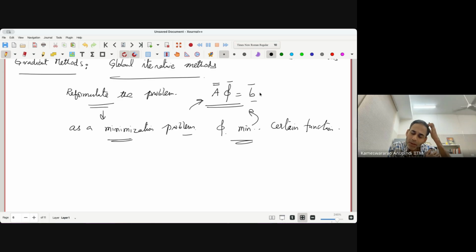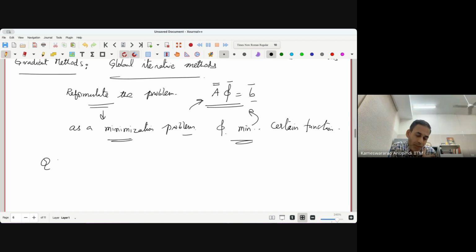So I'm not using this notation of bars on the top because it's going to make it very complicated to understand. But we know at the back of our mind, whatever I'm writing in this chapter, especially in the context of gradient methods, these are actually vectors or matrices. If it is a scalar, I'm going to explicitly say that a particular thing is a scalar.